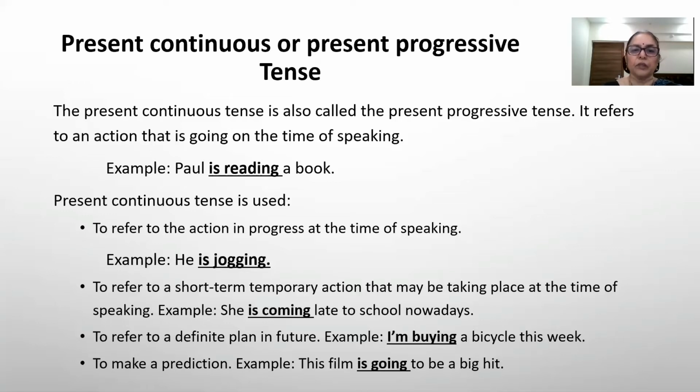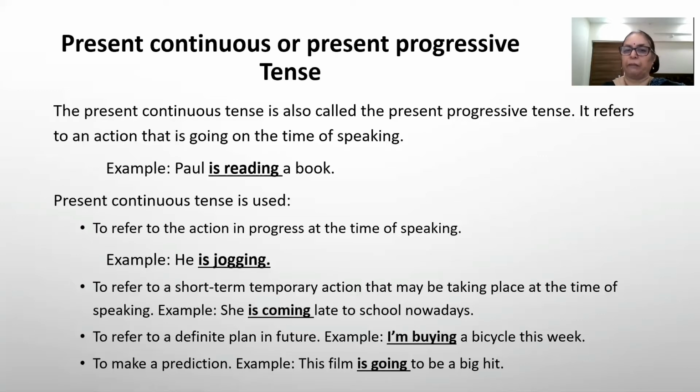And then to refer to a definite plan in future, like I am buying a bicycle. And then to make a prediction: this film is going to be a big hit. So now we have learned four things. One is when the action is happening when you are speaking. Second, short-term temporary action that may be taking place at the time of speaking. So when you are speaking that she is coming late to school, at that time it is happening, and that was happening frequently for some days.